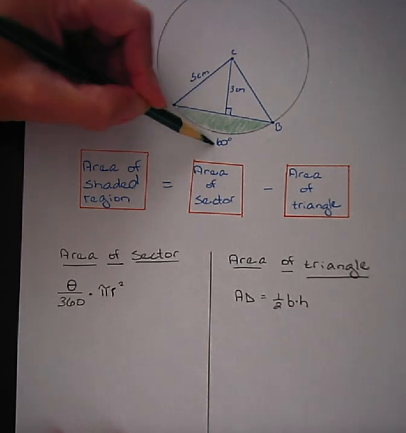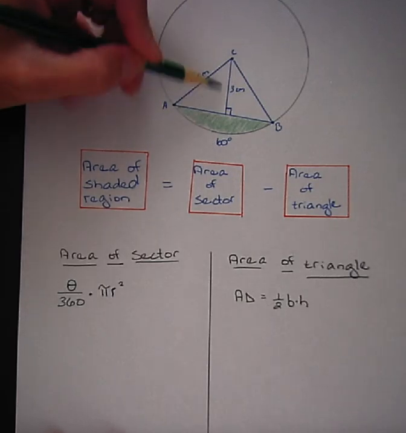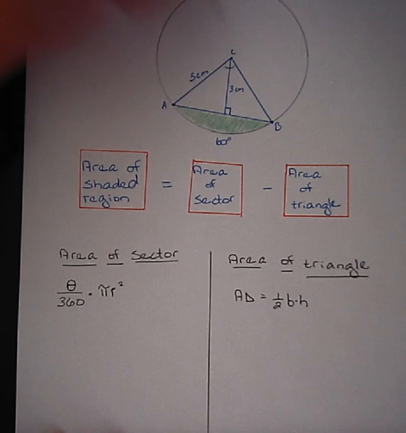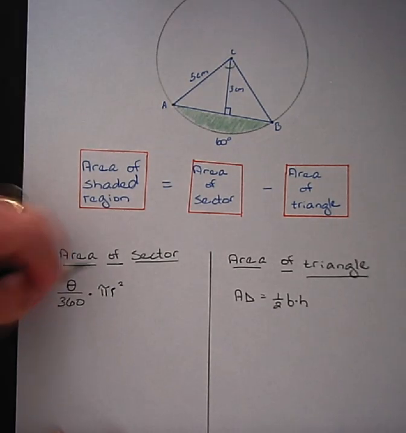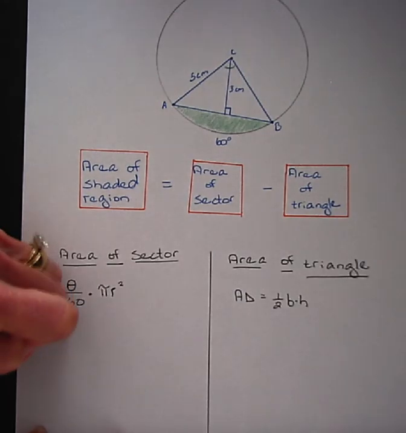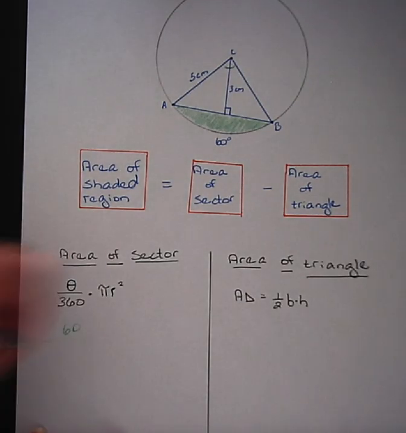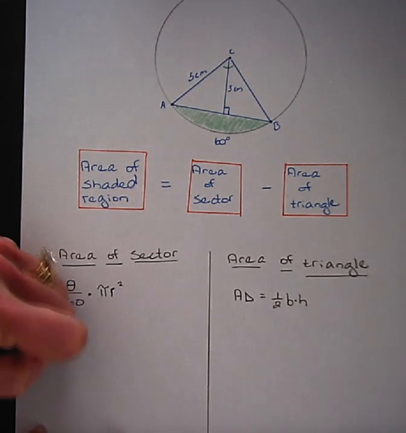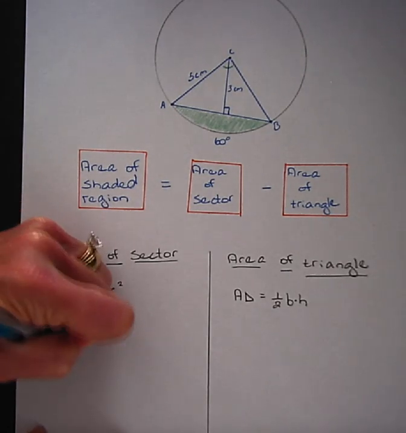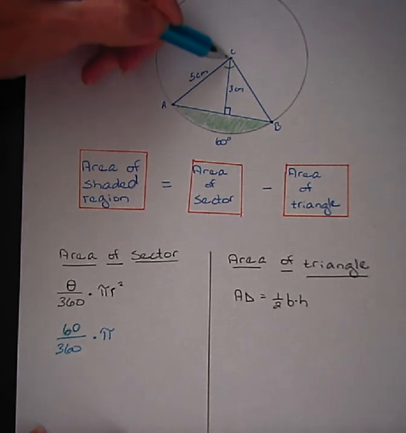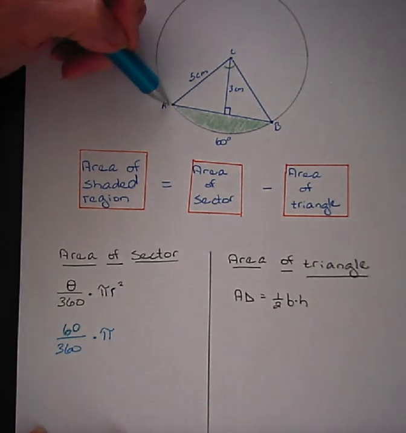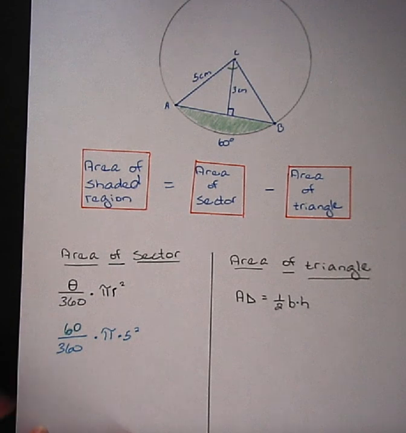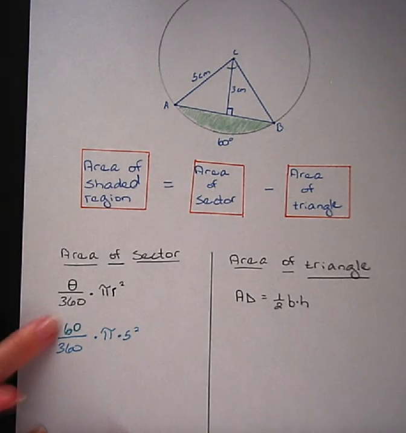They gave us that this arc is 60 degrees, which means the central angle is also 60 degrees. This from here to here is also 60 degrees. So to find the area of the sector, I'm going to put 60 over my 360 times my pi, and they give me a radius here of 5 centimeters, so I'm going to use 5 squared.